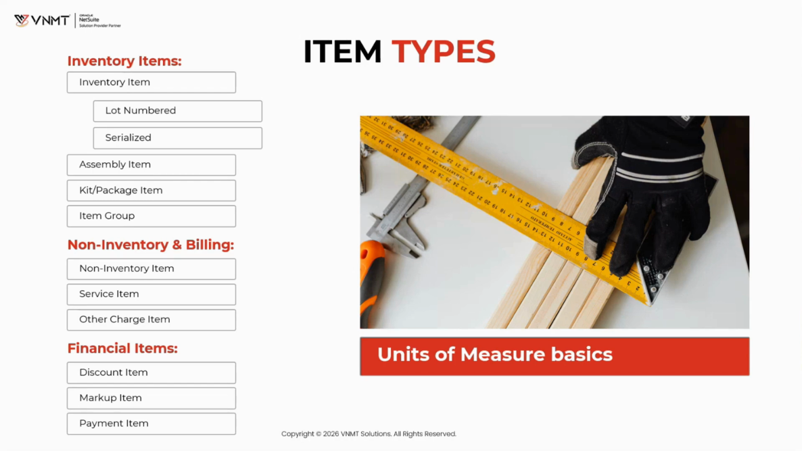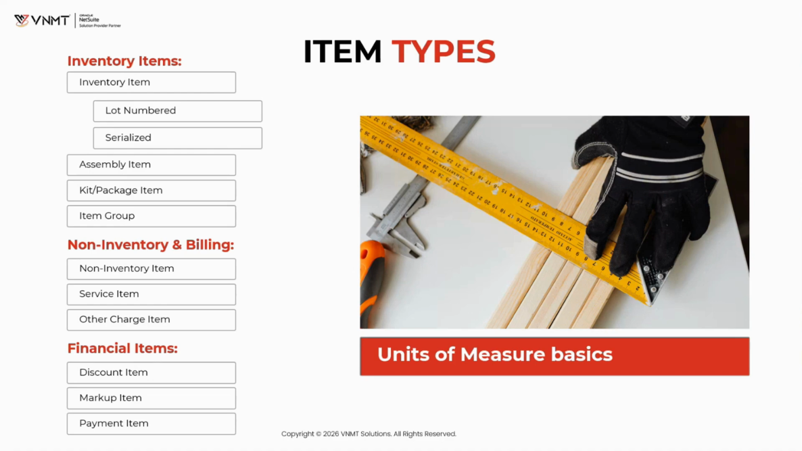Though lot numbered and serialized items are useful in increasing your tracking, they also increase your process. Whenever you receive a lot numbered or serialized item, you need to mention the lot number or the individual serial numbers of all the items that you receive. Similarly, when you fulfill those items, you also need to mention the lot numbers from which you are fulfilling that item. And for serialized items, each unit's serial number needs to be mentioned when you're fulfilling those items. So more trackability, more visibility, but it increases your process as well.